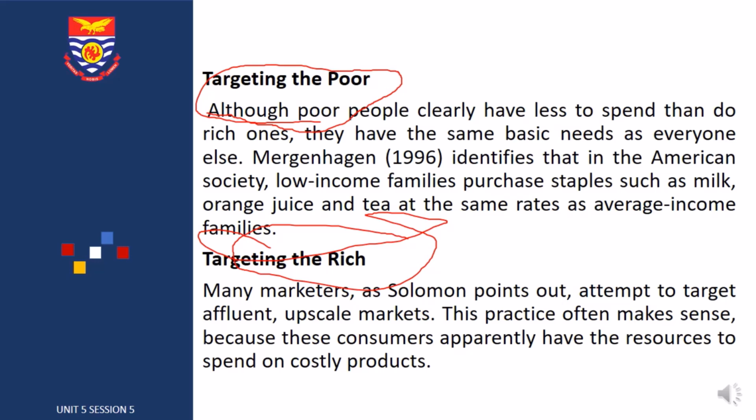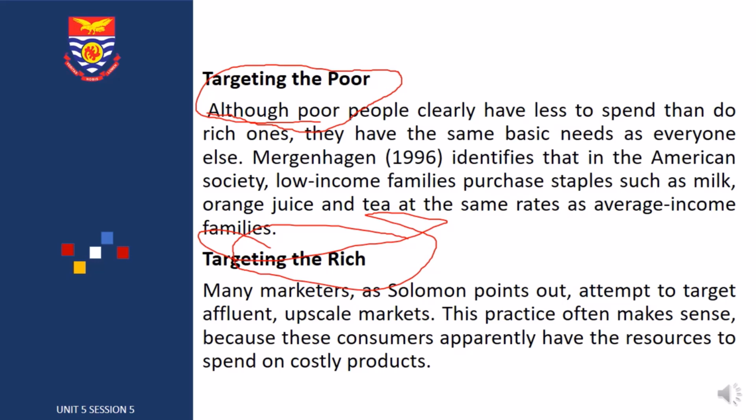Although poor people clearly have less to spend than the rich ones, they have the same basic needs as everyone else. Yes, they also like to eat fried rice and chicken. They have the same needs as the rich people. And there is a researcher in 1996 who identified that in American society, low-income families purchase staples such as milk, orange juice, and tea at the same rate as average income families.